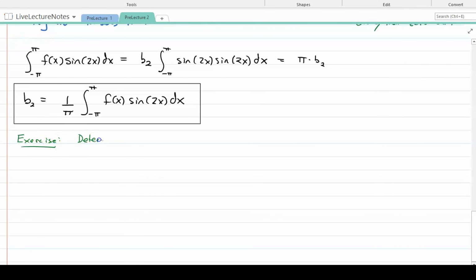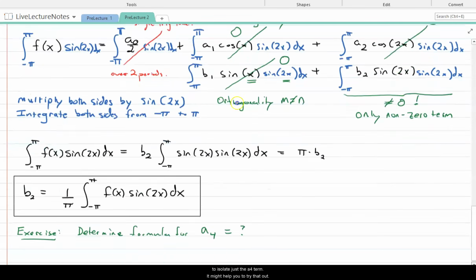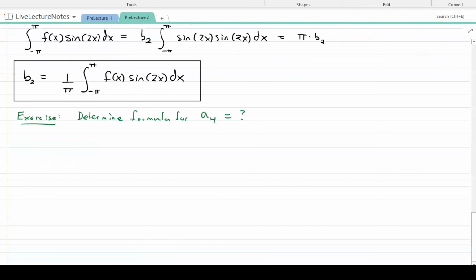Determine the formula for, let's say, A5. Well, let's try A4. And try to go through the same steps that I did above. You have to think about, what do I have to do to both sides to isolate just the A4 term? It might help you to try that out. But I'm not going to go through every single coefficient, so now the last thing I'm going to do is, let's do it in general. Let me try to determine the general formula for an and bn for any value of n. And you can probably guess what it is just by looking at this, but let's prove it.